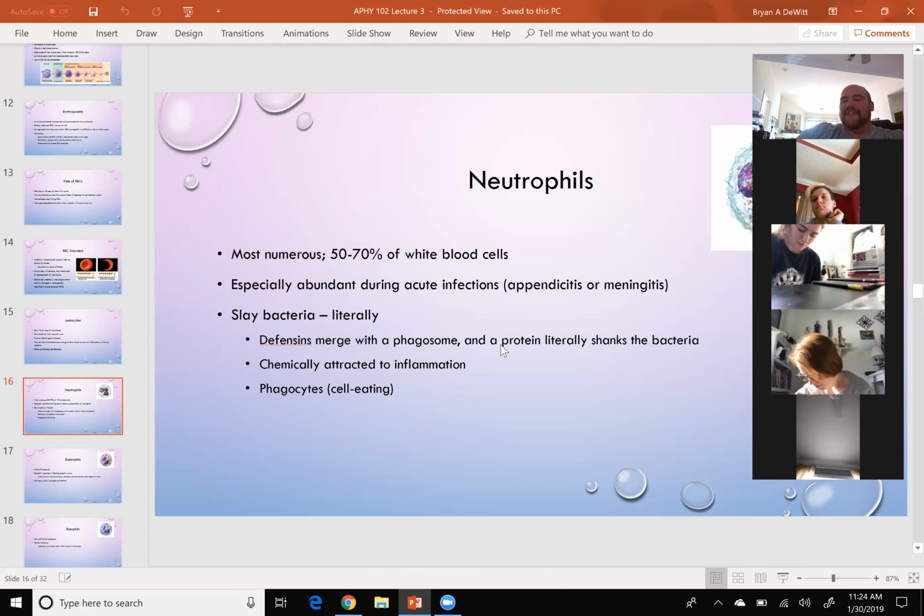I like neutrophils. They're my spirit leukocyte.